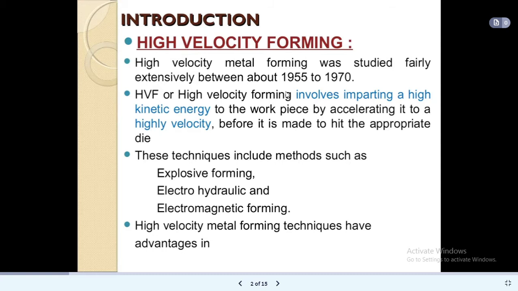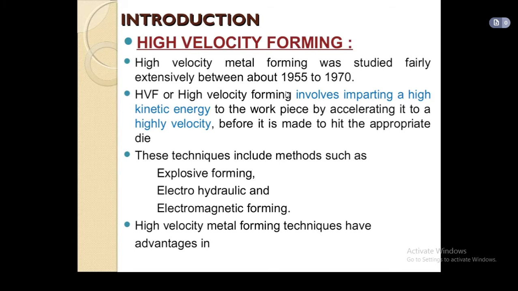As we discussed the forming operations or various forming processes, that is extrusion, rolling process, then forging process. In all these processes the velocity of the operation is very less, up to 5 meter per second. That means the movement of the roller or the movement of the punch is very slow. But in several applications the velocity of the movement is very high, and such type of operation is called high velocity forming.